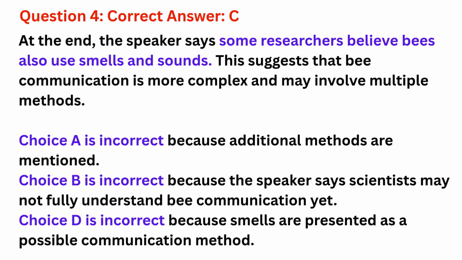Choice A is incorrect because the lecture does not say bees communicate only through dancing. Choice B is incorrect because the speaker states that scientists do not fully understand bee communication yet. Choice D is incorrect because smells are mentioned as a possible communication method, not something bees cannot recognize.